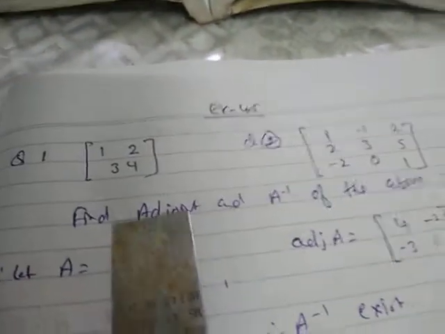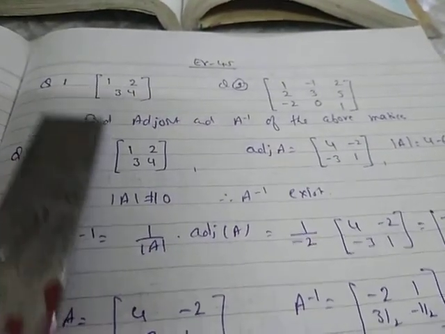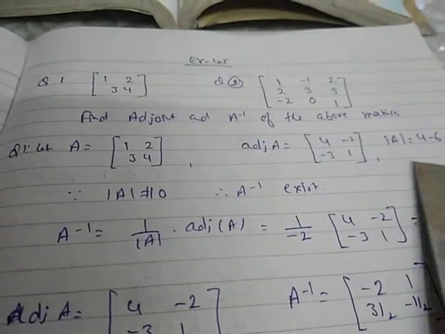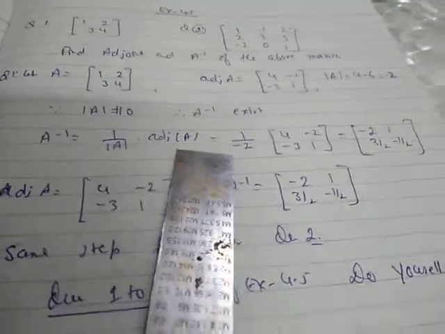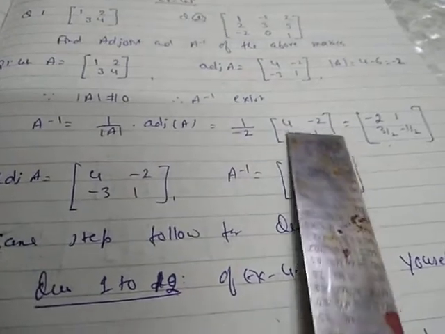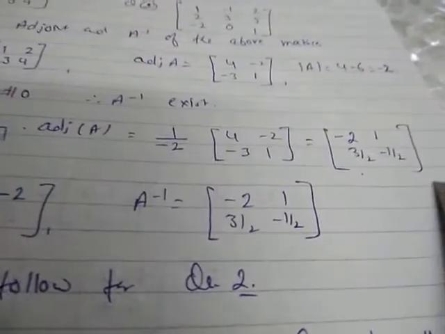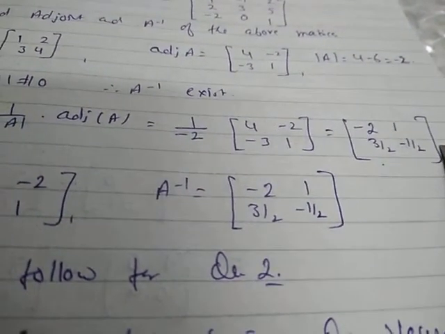Okay, now in exercise 4.5, question number 1 and 2, a 2 into 2 and a 3 into 3 matrix are given. We have to find out adjoint and inverse. Adjoint we can find directly: interchange the main diagonal and change the sign of the opposite diagonal. Determinant A we can find: 4 minus 6, minus 2, that is determinant A is not equal to 0, so inverse will exist. The inverse value is 1 upon determinant A into adjoint A, that is 1 upon minus 2 into this adjoint. If you divide every element by minus 2, then this is your inverse of the 2 by 2 matrix. This is the adjoint and this is the inverse.